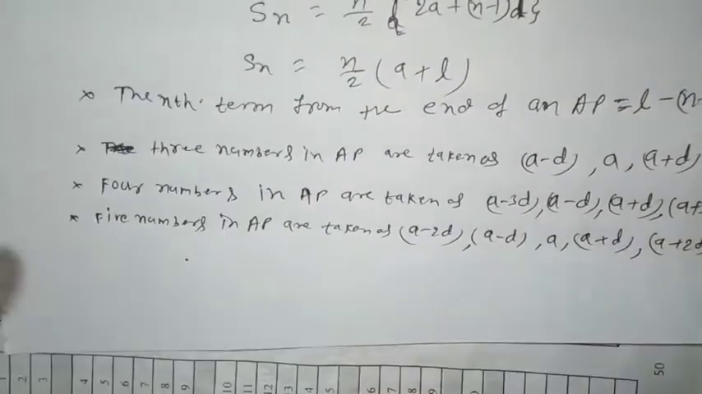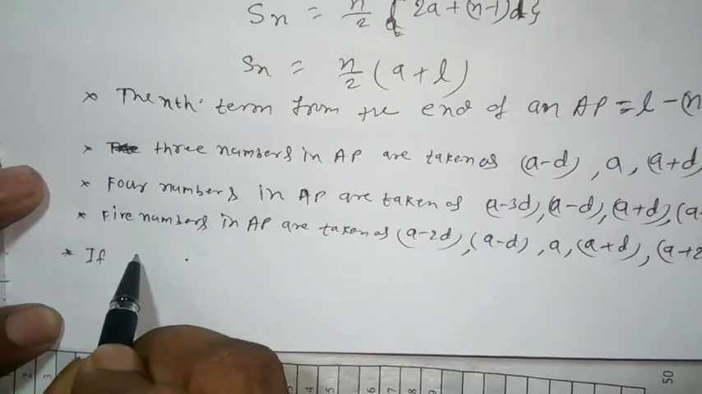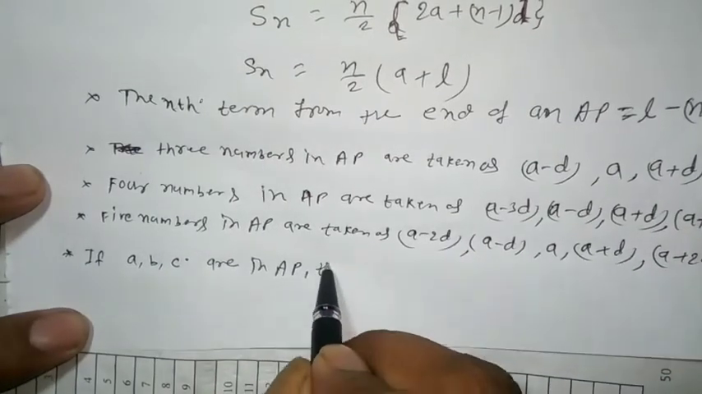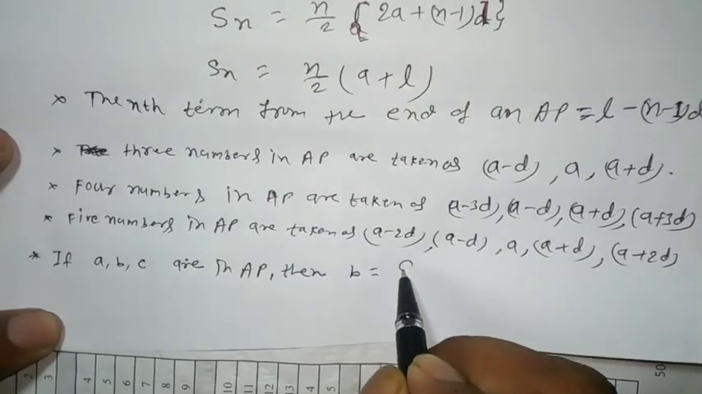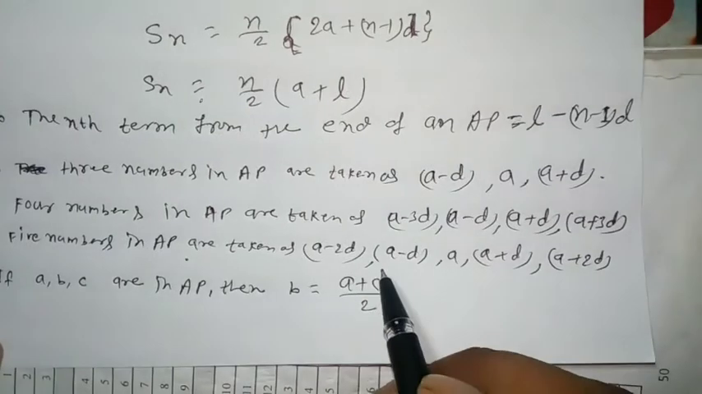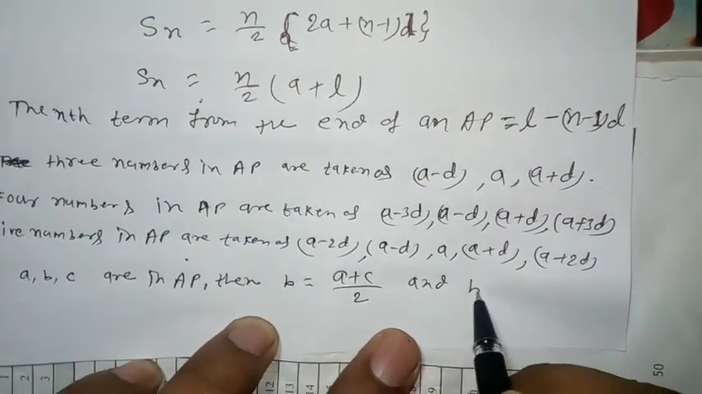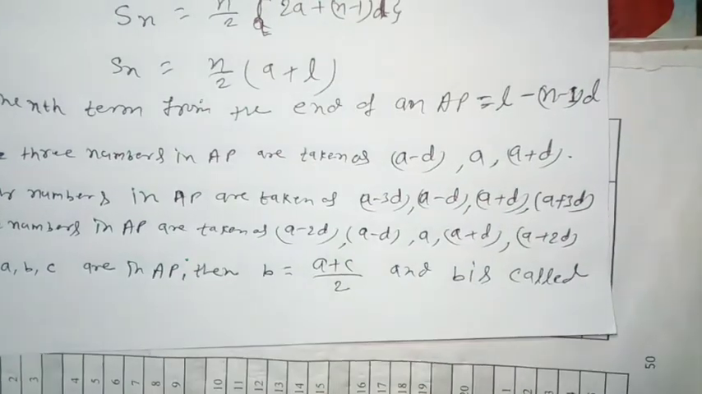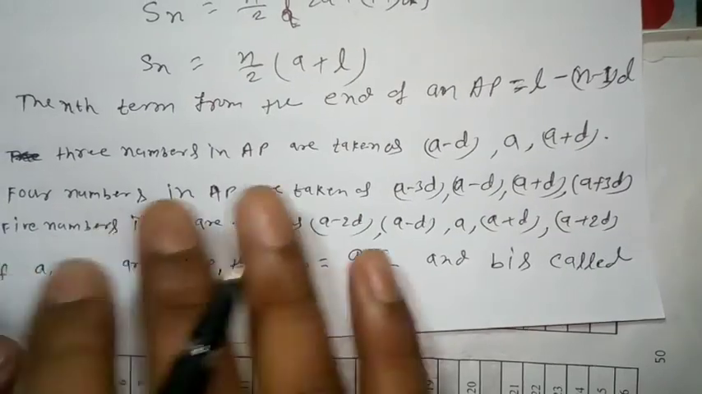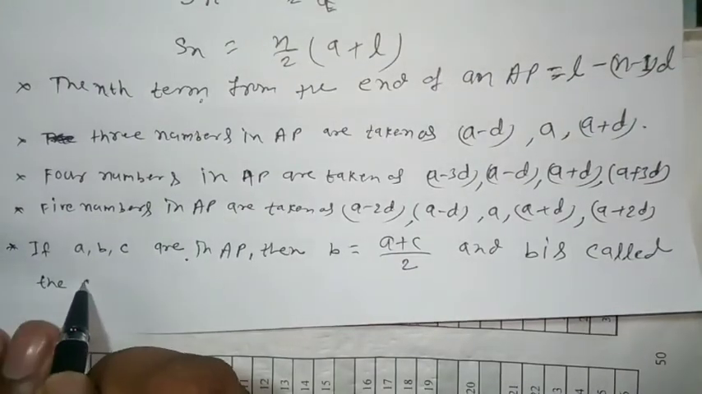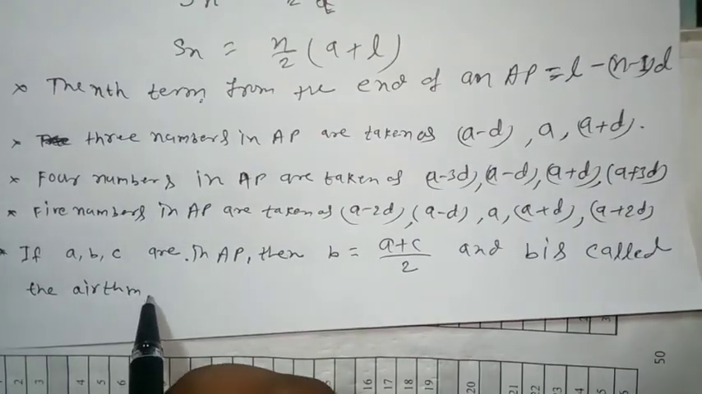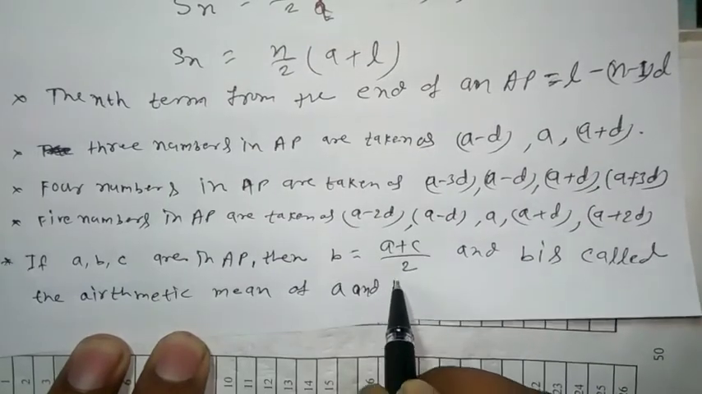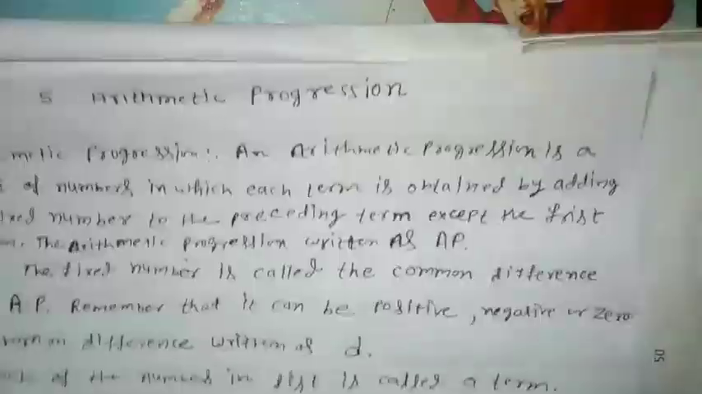If A, B, C are in AP, then B is equal to A plus C by 2, and B is called the arithmetic mean of A and C.